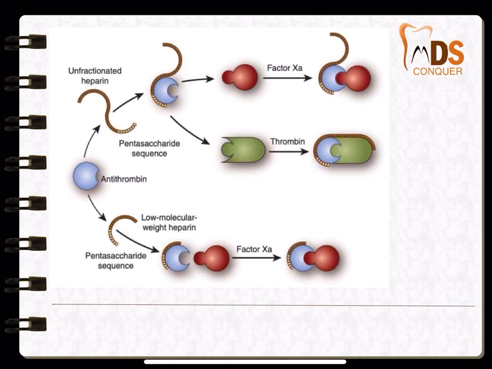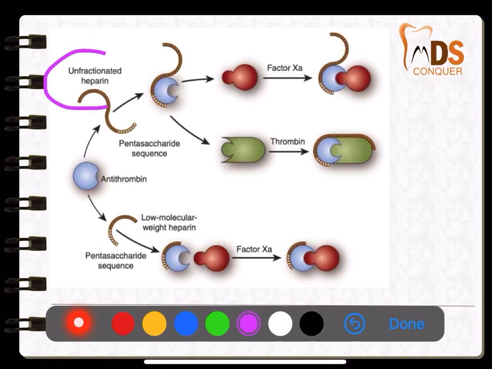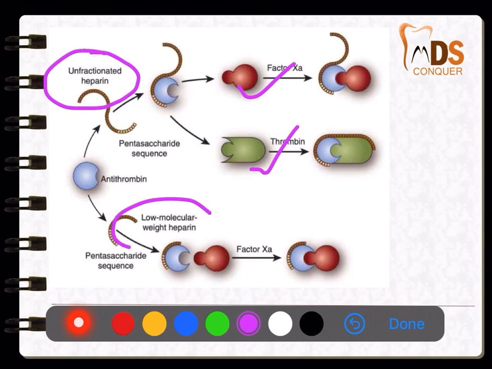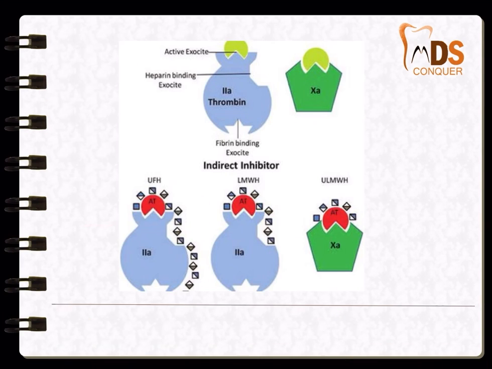So the mechanism of action is pretty clear. Unfractionated heparin acts both on 10A and on thrombin, whereas low molecular weight heparin acts predominantly on factor 10A. Okay, so this is the difference between unfractionated, low molecular weight and ultra low molecular weight heparin, or fondaparinux, and how it looks. So just have a look.